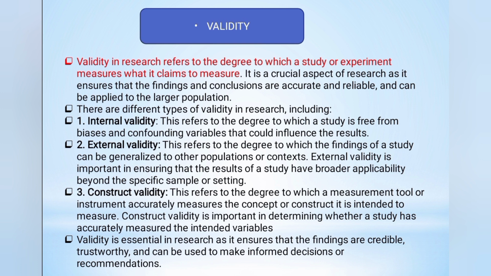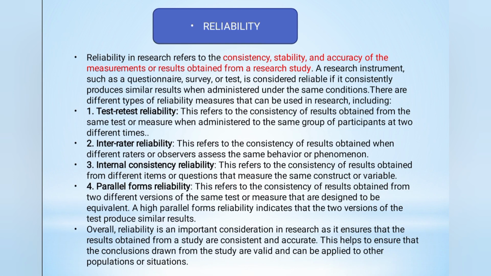3. Construct validity. This refers to the degree to which a measurement tool or instrument accurately measures the concept or construct it is intended to measure. Construct validity is important in determining whether a study has accurately measured the intended variables. Validity is essential in research as it ensures that the findings are credible, trustworthy, and can be used to make informed decisions or recommendations.